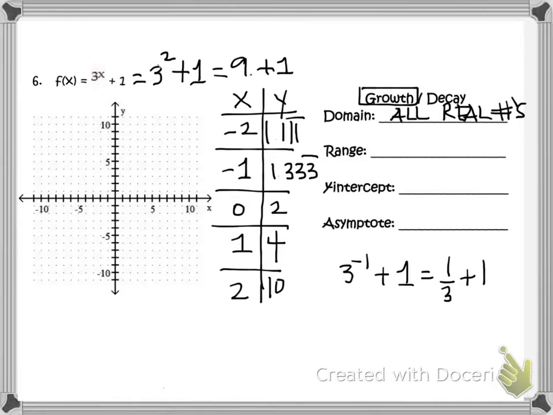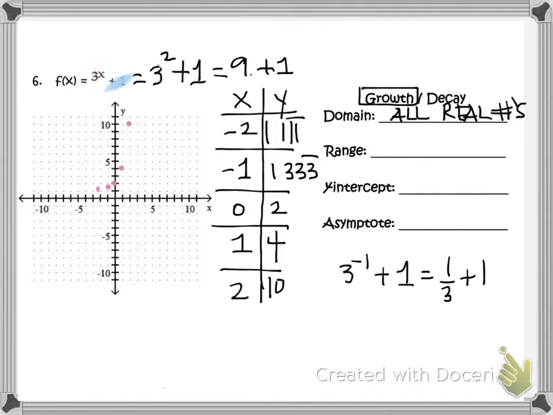Okay, so now if we graph these, at -2 we're going to be very close to 1. At -1, we're going to be at 1.3. At 0, we're going to be at 2, so it shifted the graph up 1 unit. At 1, we're going to be at 4, and at 2, we're going to be at 10.